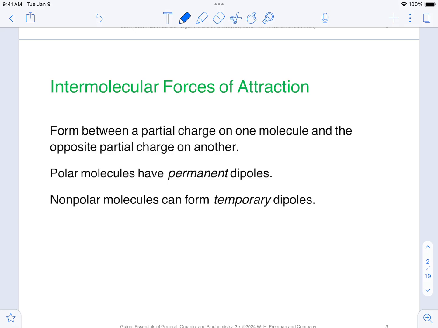These intermolecular forces form between a partial charge on one molecule and the opposite partial charge on another molecule. So remember our partial charges, we had a delta positive and we had a delta negative charge. We know that opposite charges attract, so this positive and this negative are going to be drawn towards each other. Polar molecules, recall how we can determine if a molecule is polar or nonpolar. A polar molecule has permanent dipoles, whereas nonpolar molecules can form temporary dipoles. Remember, a dipole looks like this, with your arrow pointed towards the more electronegative element.